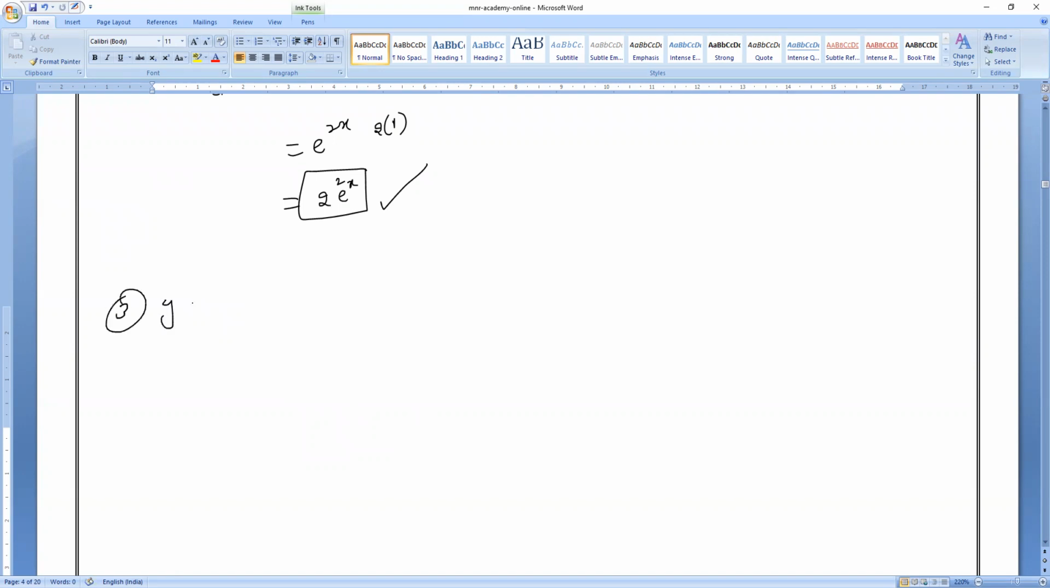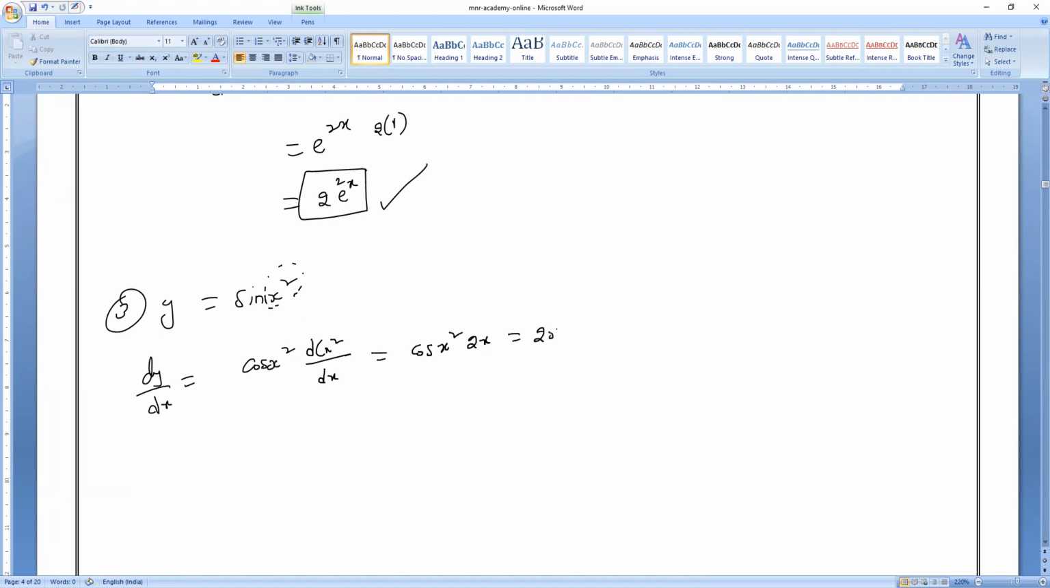Nothing is very simple. Next, y is equal to sine x square. Tell me, dy by dx is equal to... Apply the chain rule. First, apply the entire differentiation for this. Sine x square, what will come? Sine x means, what is the differentiation? Cos x. So same way, sine x square means cos x square. And separately apply the differentiation again for x square. So d of x square divided by dx, what will come? Cos x square, 2x. That is only the chain rule. 2x into cos x square. Understand?